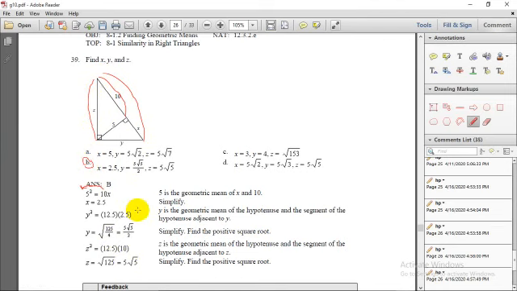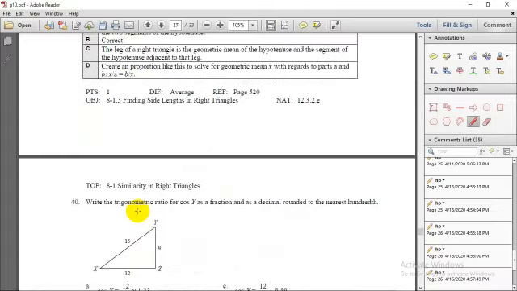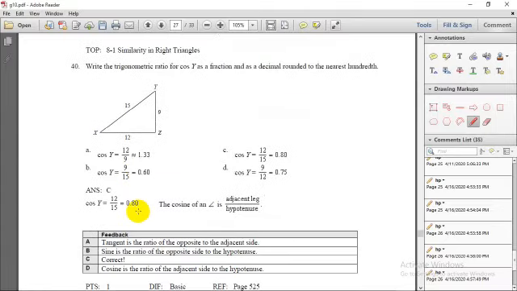Nice. Let's see number 40. Here we are going to use trigonometric ratios. Cosine y. Do you remember what the cosine is? Cosine is adjacent over hypotenuse. Where is the y? This is the y. What is adjacent? Its adjacent is 9.